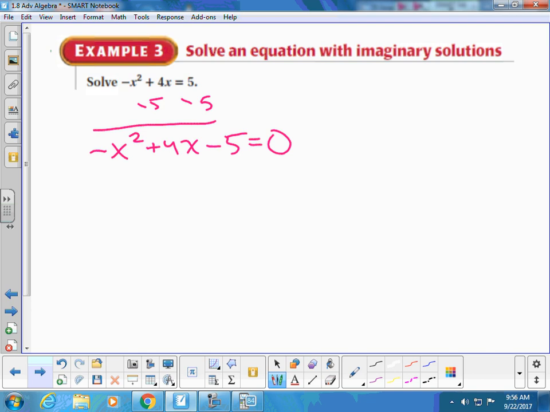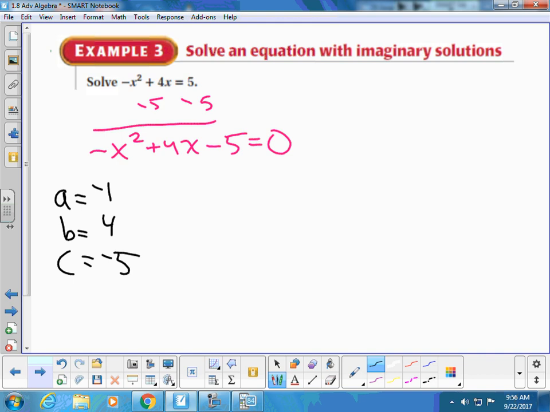This one's a little interesting because we have a negative a value. You very rarely see that. That has nothing to do with why there's imaginaries, though. Okay, can I have a volunteer raise their hand and tell me A, B, and C? Sam? A is -1, B is 4, and C is -1.